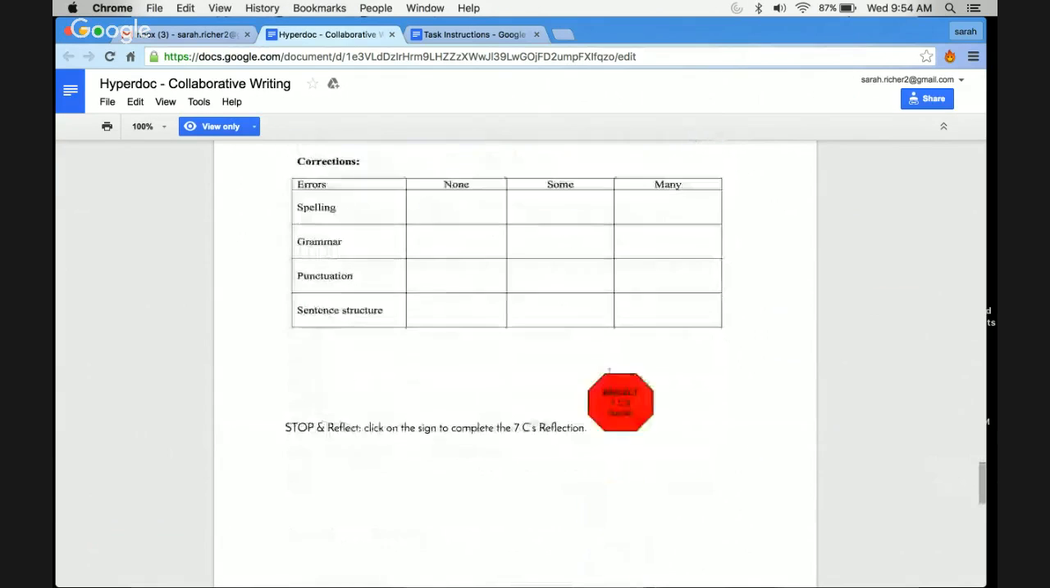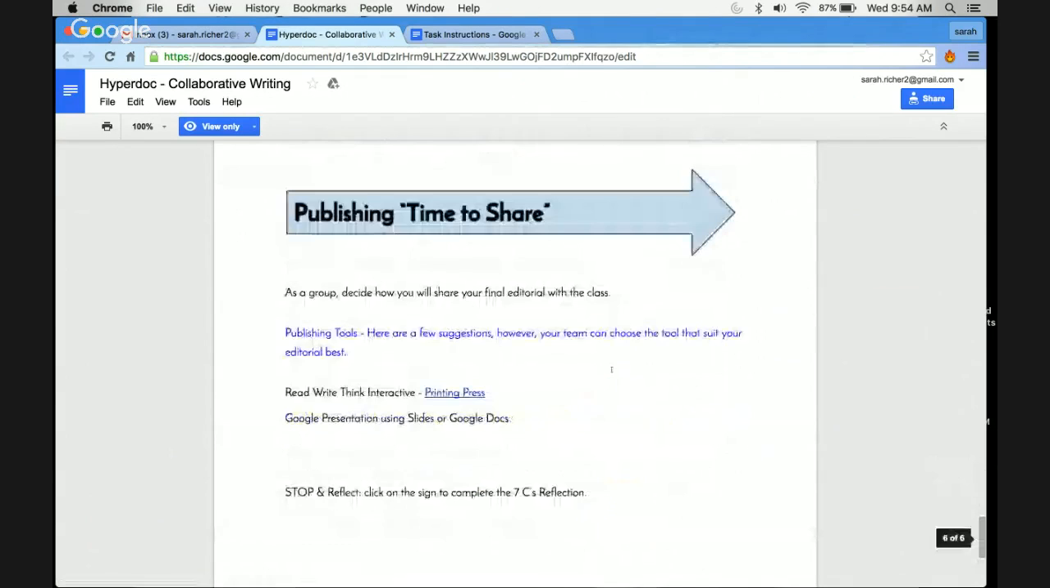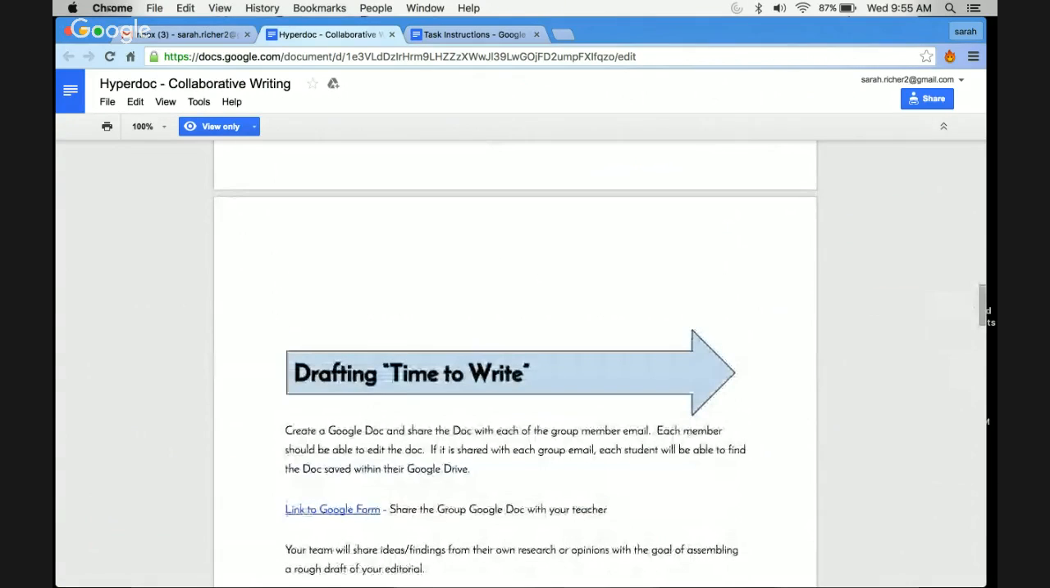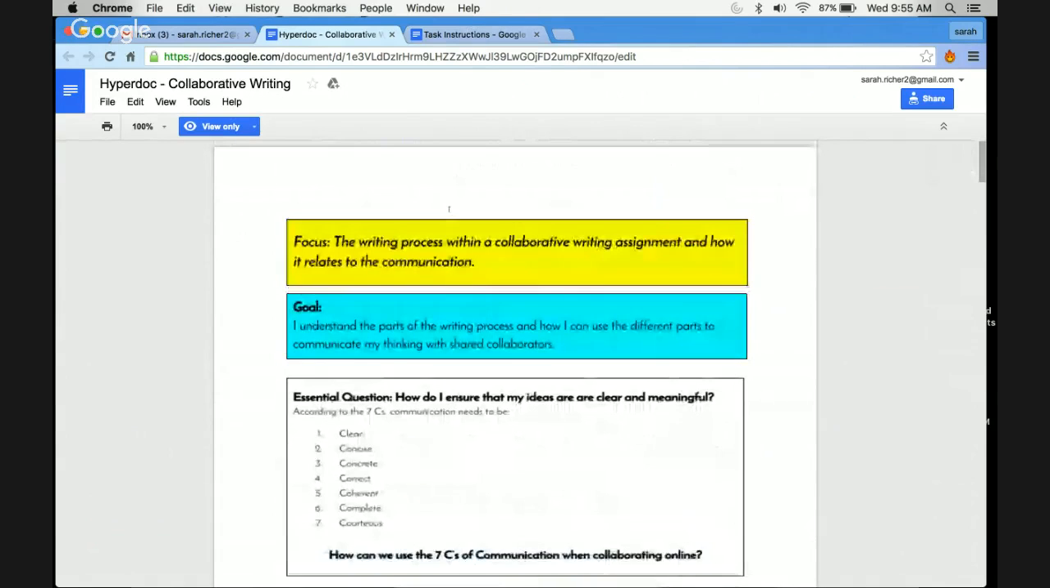We're editing, stopping and reflecting, and then creating something with publishing, giving them choice and tools, the ability to do their own, and then finally the reflection on the 7 C's again. So what you're consistently seeing then is that they are working through their collaborative writing assignment, but consistently being reminded of the communication process and how to improve that along the way, because it will help them in the future and with many other tasks that they're doing within their online environment or face to face.